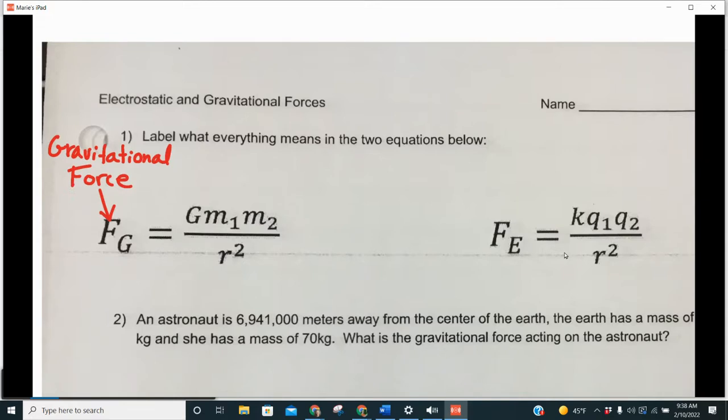This could be the gravitational force between the moon and the Earth. It could be the gravitational force between the Earth and the sun. It could be the gravitational force between me and my computer.